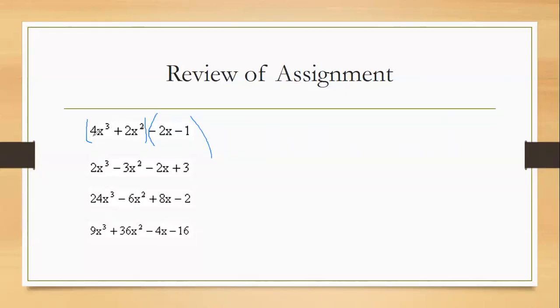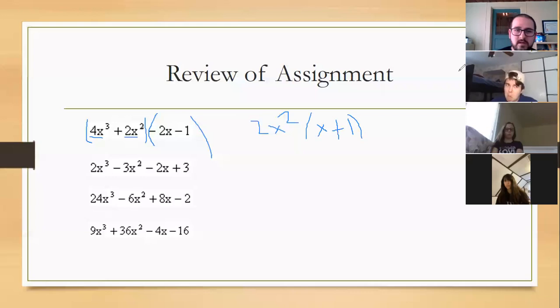In this case, the common factor between 4x cubed and 2x squared is 2x squared. Now, if I factor 2x squared out of both of them, you'll end up with x plus 1. Does everyone understand that? Any questions?